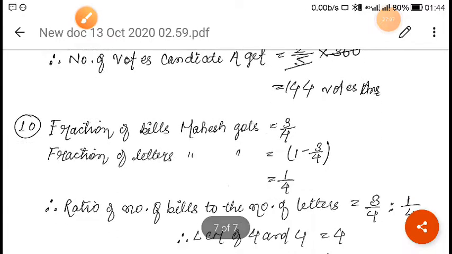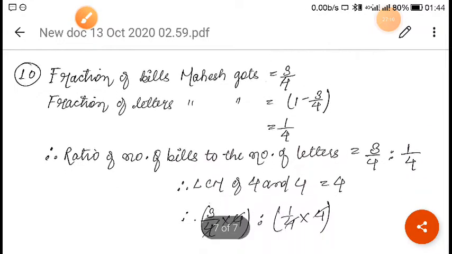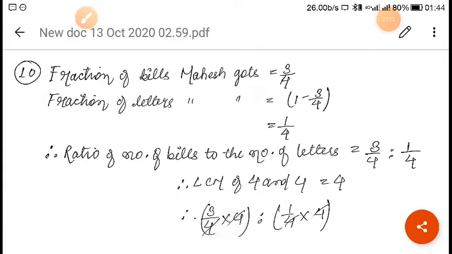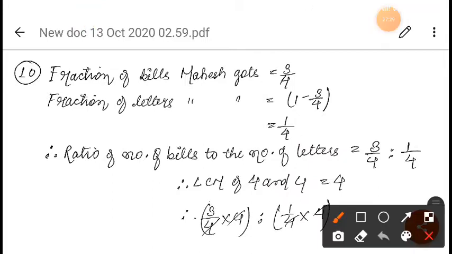Now next is question number 10, the last question for today. If 3 by 4th of the letters that Mr. Mehes got are bills, then find the ratio of the number of bills to that of the number of other letters. Suppose the total is 1. As you can see, the fraction of bills Mehes gets is 3 by 4, right?